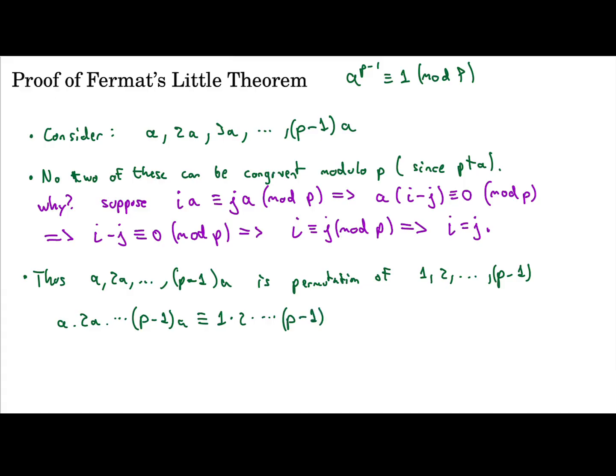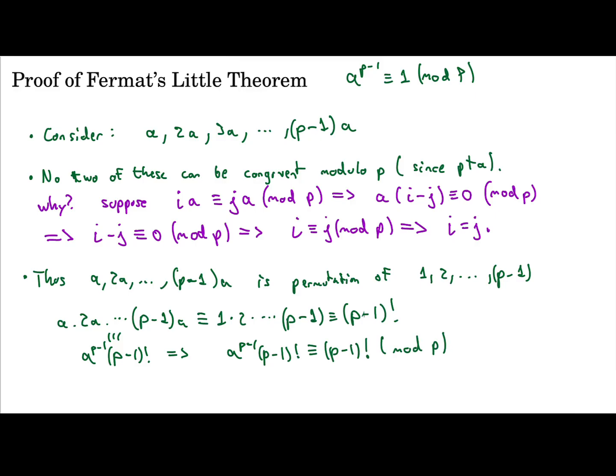Okay, on the right here, this is just p minus 1 factorial. And on the left, you can also separate out the a. This will be a to the p minus 1, because it appears p minus 1 times, times p minus 1 factorial. And so this means that we get this identity here, a to the p minus 1 times p minus 1 factorial, congruent to p minus 1 factorial mod p.